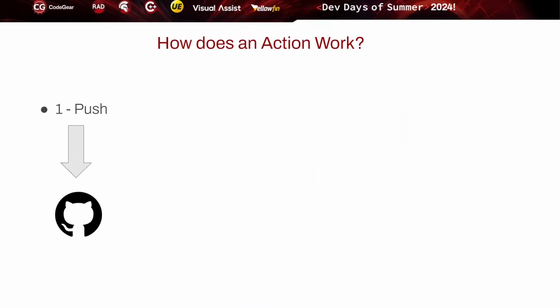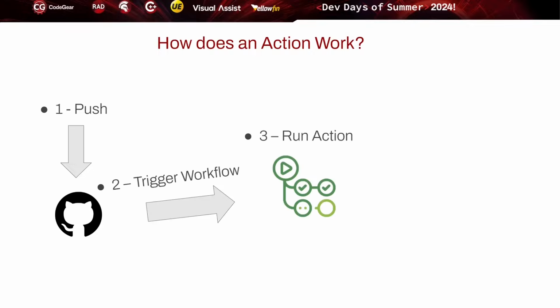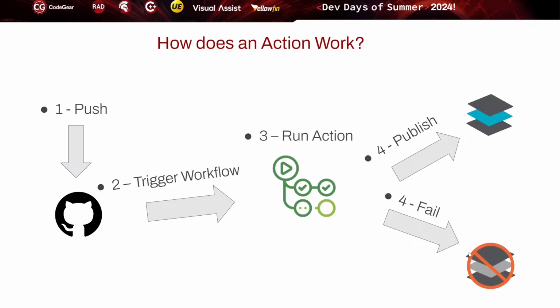And how does the action work? Well, when we push to our GitHub folder, the push will trigger the workflow and run our action. After the action executes, the result of the action can be published, or the action can fail and the publishing can be aborted. Okay, so we can go back to the stage before, after we started to run the action.